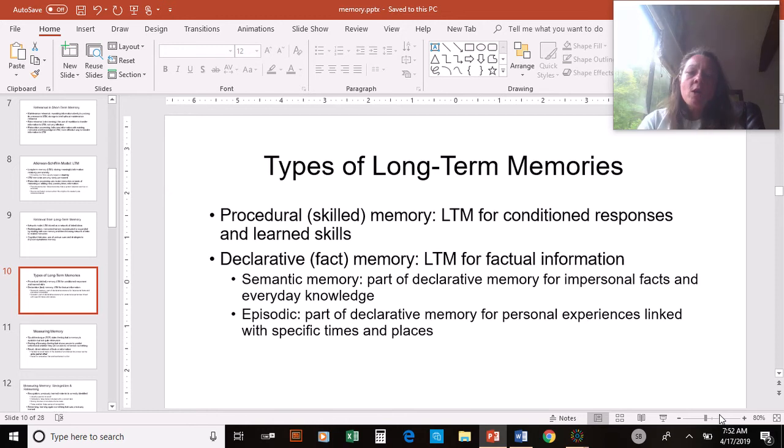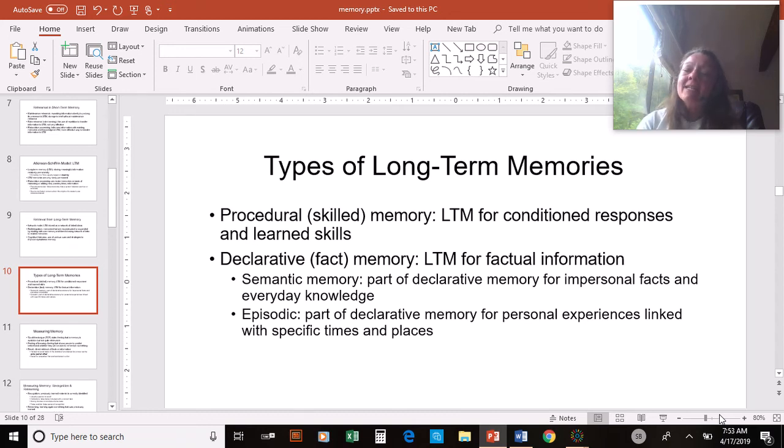So we have procedural memory, and this is kind of our skill set. These are those memories for those conditioned responses and for the skills that we need to learn. So this would be like learning to ride a bike, learning how to walk, learning how to do your job, those would all be that procedural memory.